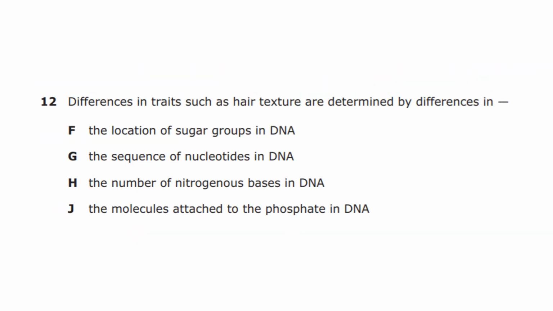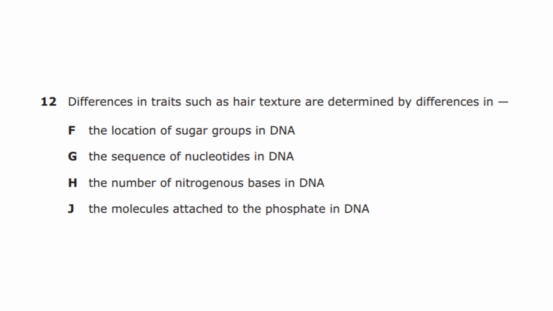Number 12 says differences in traits such as hair texture are determined by differences in, and we know that DNA is what creates all of the genes in your body, and the sequences on that DNA are what create hair color, skin color, eye color, height, bone density, freckles or no freckles, the size of your ears, the shape of your ears, the size of your feet.